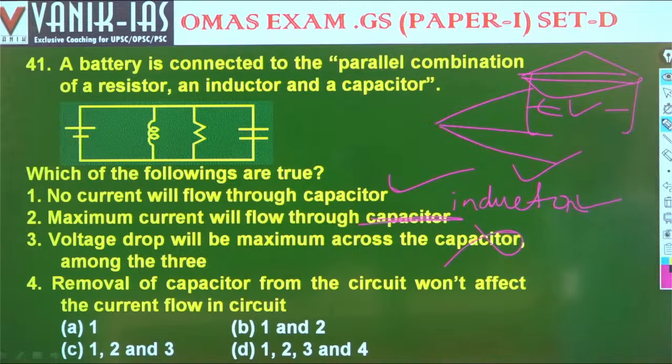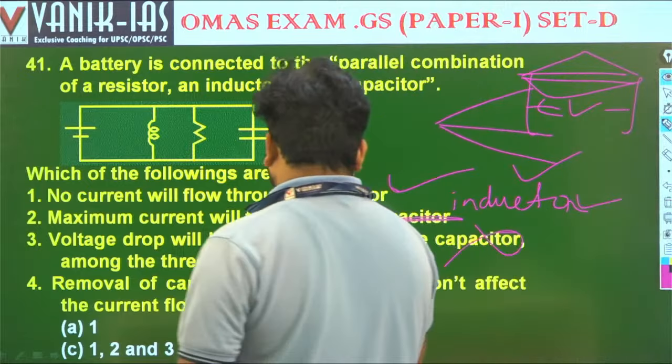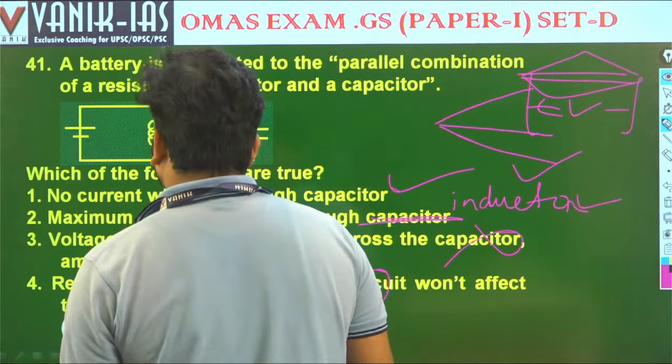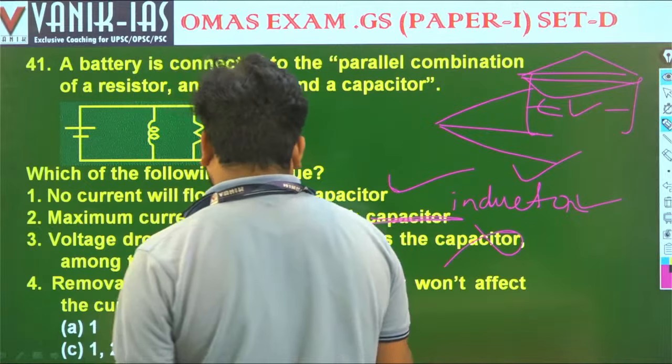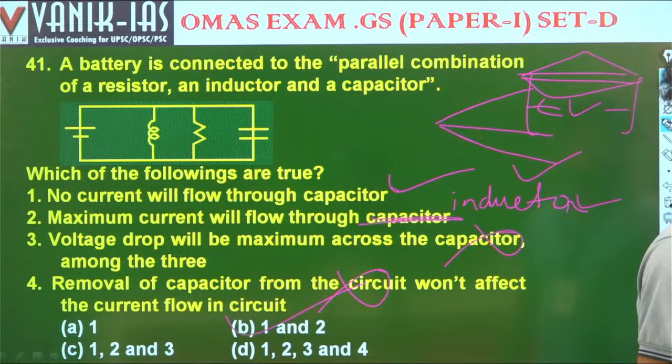Removal of capacitor from circuit won't affect the current flowing in the circuit. No, this is wrong, right? This will affect. So 1 and 2 options are correct. It is slightly difficult question you may find. 1 and 2 options will be correct option.